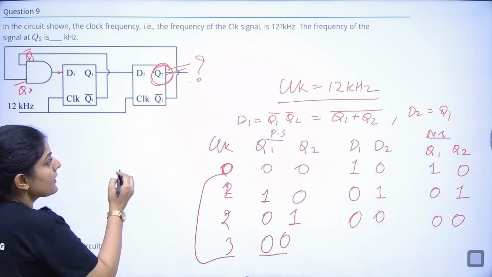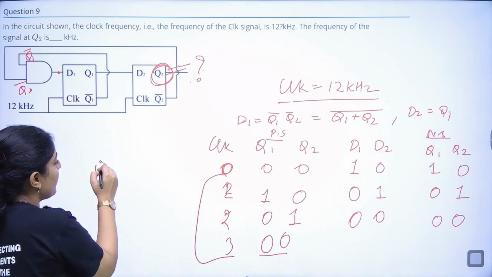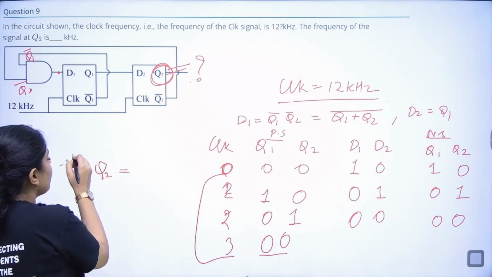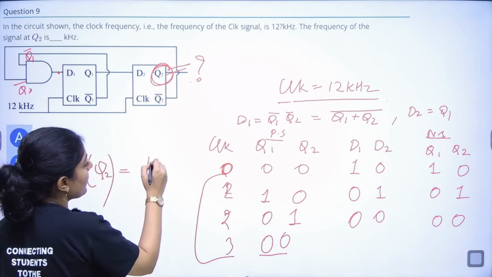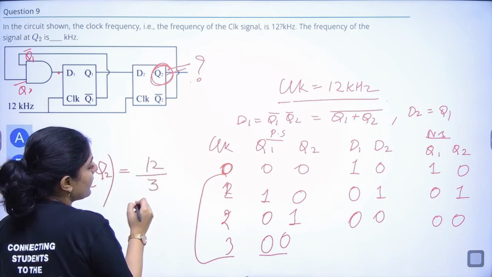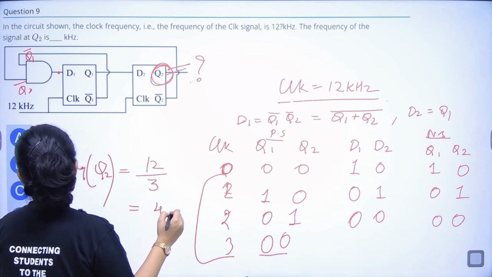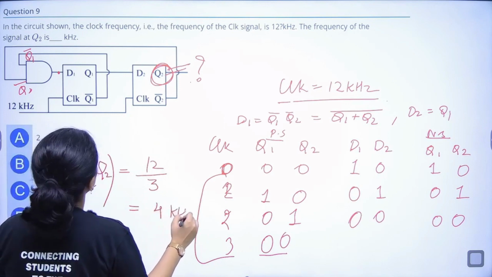So with 3 clock pulses, that means the frequency of output Q2 will be equal to the total clock frequency 12 divided by 3. So that is 4 kilohertz.